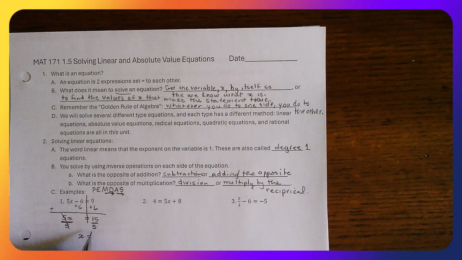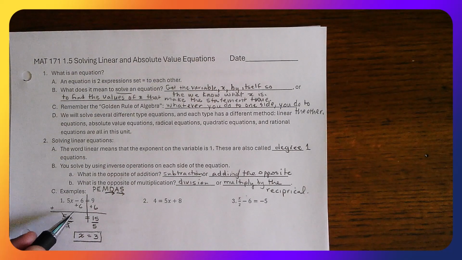And then 15 divided by 5 is 3. So we have solved this linear equation. This is called a two-step equation because you had to do 2 things to get x by itself. Okay, so you might want to try this one.